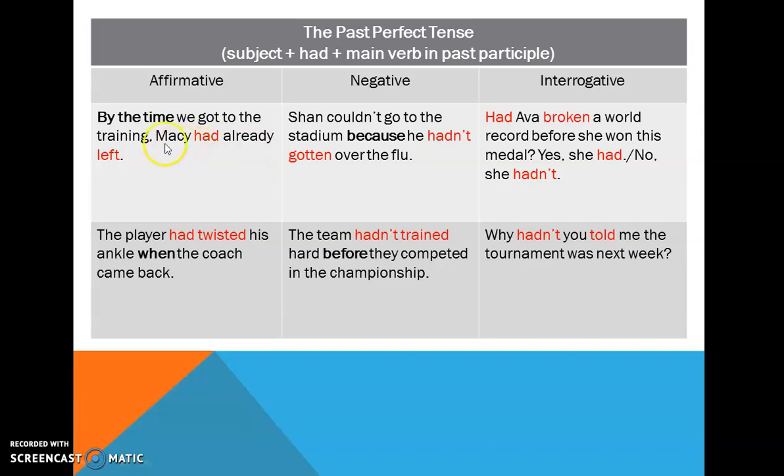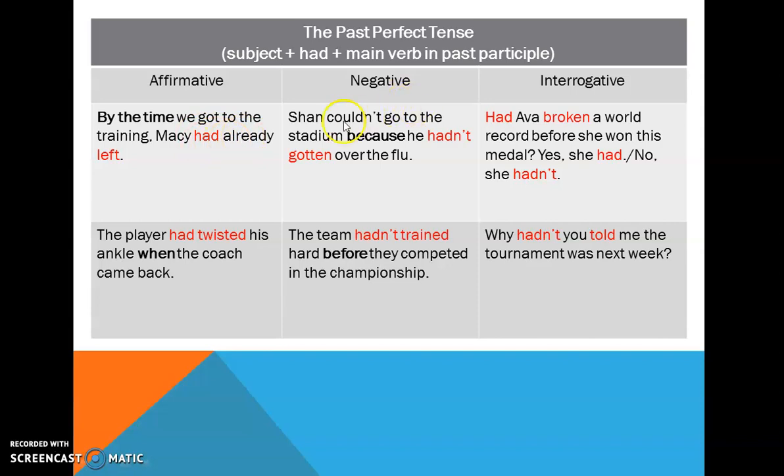Okay, so the first one, by the time, as you can see, they are in bold, the time expressions and adverbs that you can use with this tense. Okay, the past perfect tense, we have by the time, we have when, an adverb, yes, or we can say like a relative clause is also possible. We have because, before, yes, preposition, and in red, that is the structure of the past perfect tense. Okay, by the time we got to the training, Macy had already left. As you can see, right here you have the simple past, that action happened later, and this one happened first.